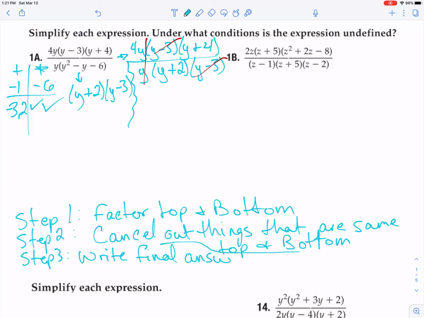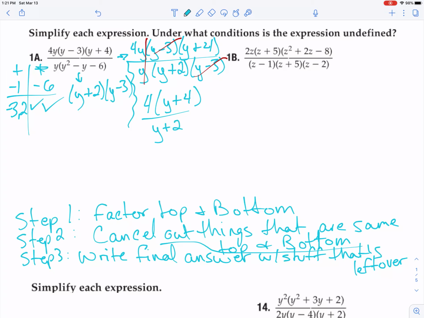I'm kind of running out of room, aren't I? All right, final answer with stuff that's left over. So in this case, it would be the 4, the y plus 4, and the y plus 2. Okay, so that is how I simplify it. So the first part of that question is done.